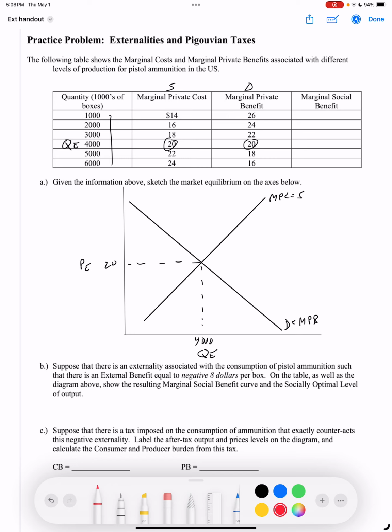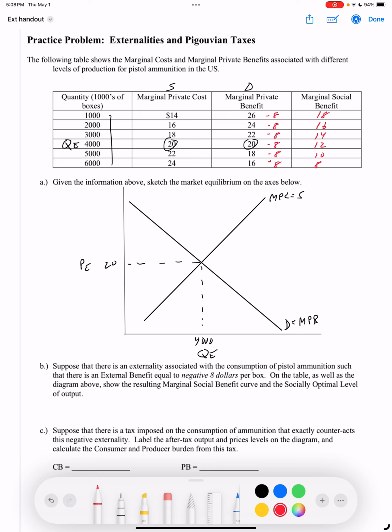So numerically, all we have to do is add the external benefit to the private benefit, which in this case is going to be subtracting the $8. So we subtract 8 from the height of the demand curve, the private benefit, to get the social benefit. So 26 minus 8, 18, 24 minus 8, 16, and so forth. 14, 12, 10, and 8.